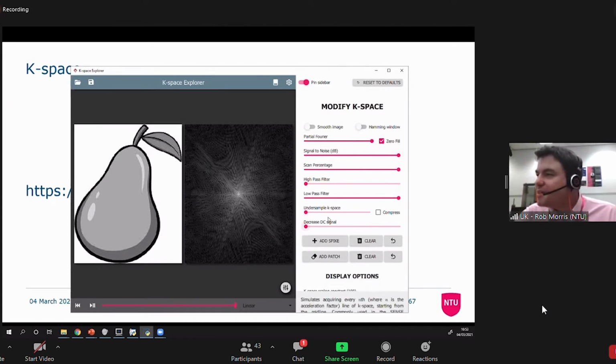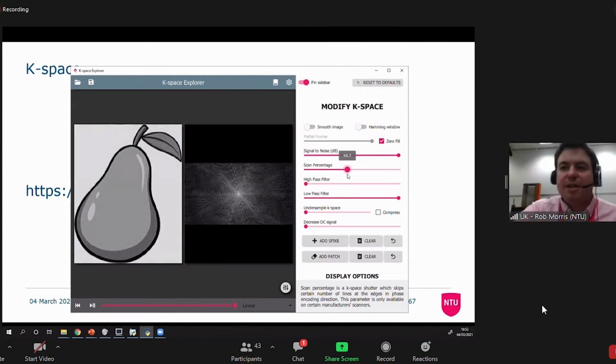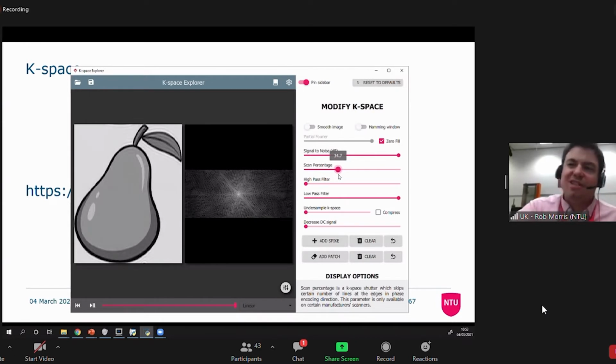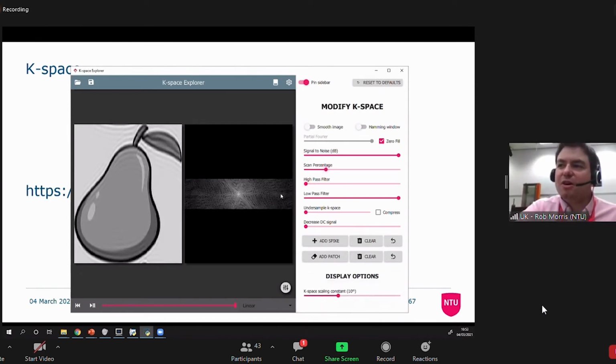So on here, maybe I don't want to undersample. I want to not take so much information on the edge. Okay, and actually you can still tell that's a pear, but I've now cut off half of the time it takes to do my experiment. And actually I can take off quite a bit more and it will still look like a pear, because we've still got loads of our spatial information encoded within the bits of k-space that we've collected.